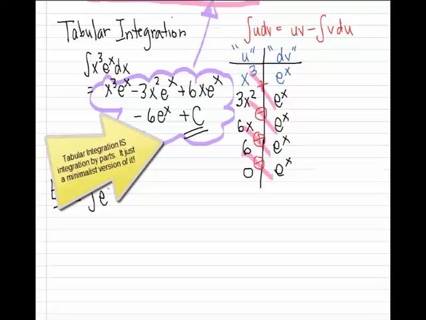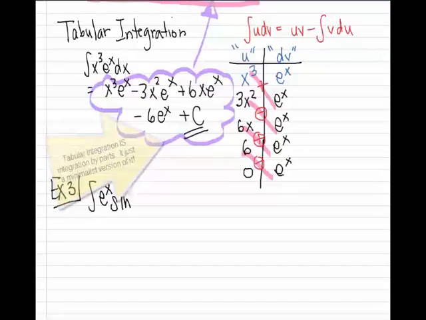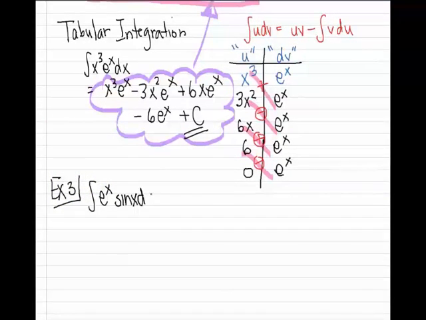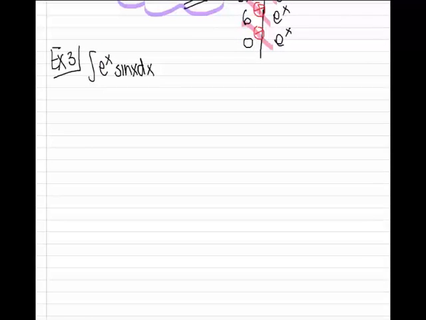This one's going to be the integral of e to the x sine x dx. Now this one, if you'll notice, is a little bit different than the previous ones because I do not have a polynomial function in here. So which should we let equal to our u and which should we let equal to our dv?